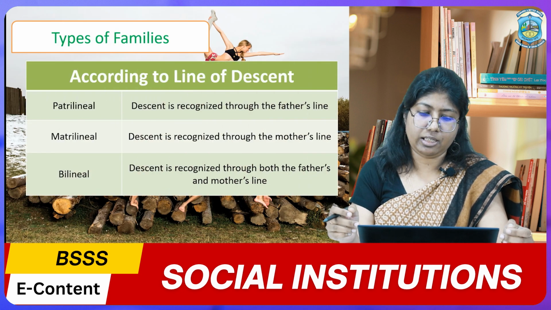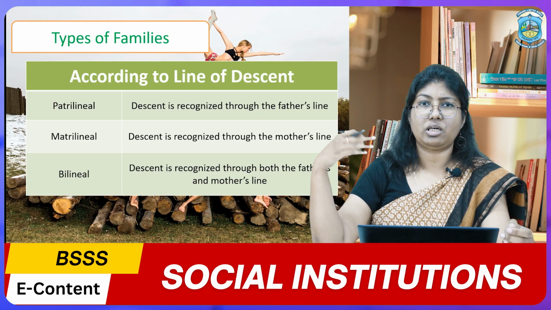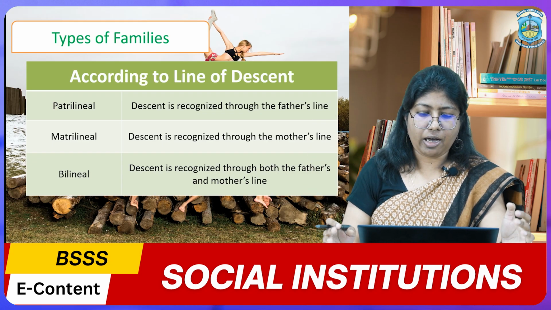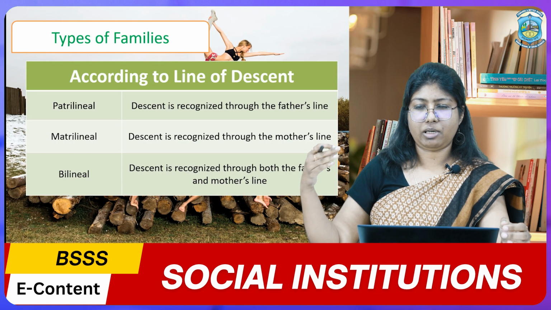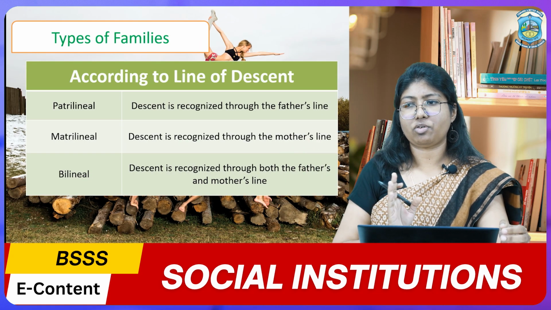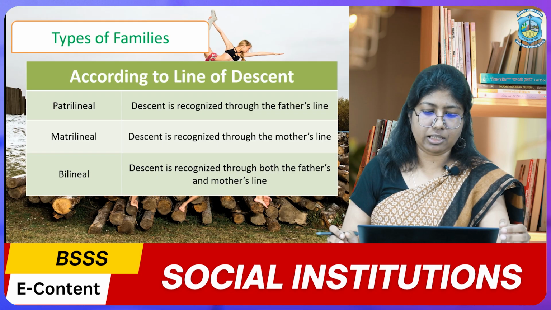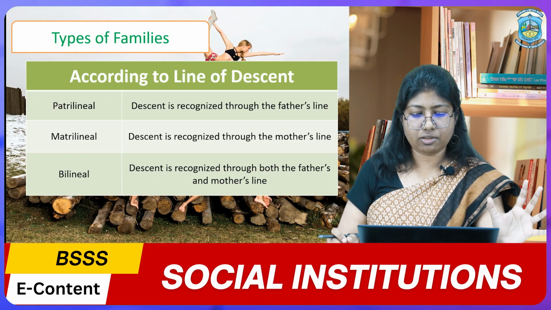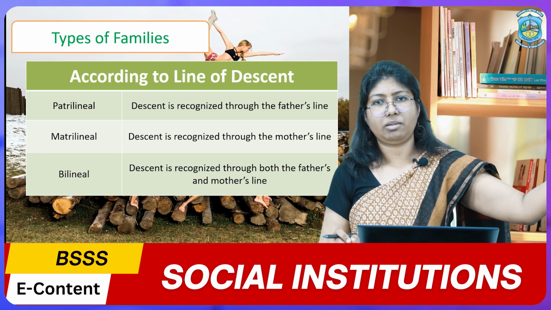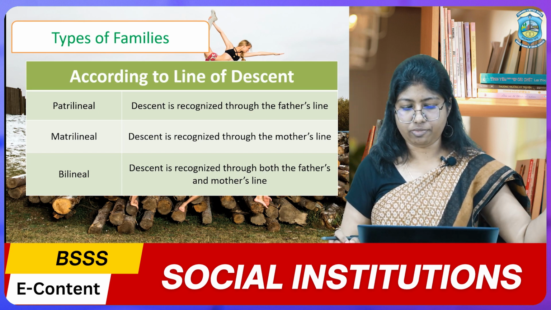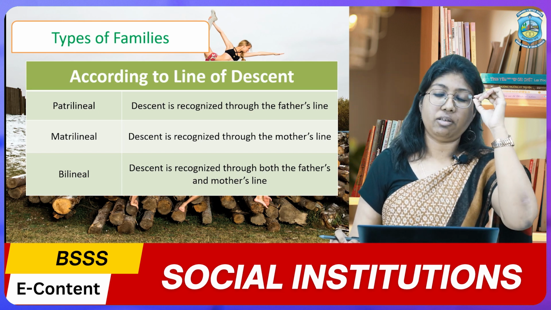According to the line of descent, so descent is who are my forefathers. If I am referring to the family that is from my father's side, this is patrilineal family. The descent is recognized through the father's line. So me, my father, my grandfather, right from the father's side, this is patrilineal, and matrilineal is the family that will be recognized through the mother's line. So me, my mother, my grandmother, and like that. So this line, if I am seeing, this is matrilineal family.